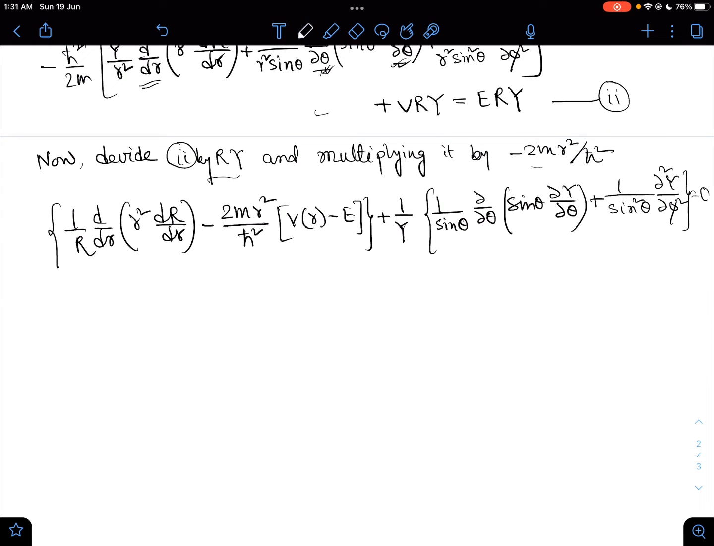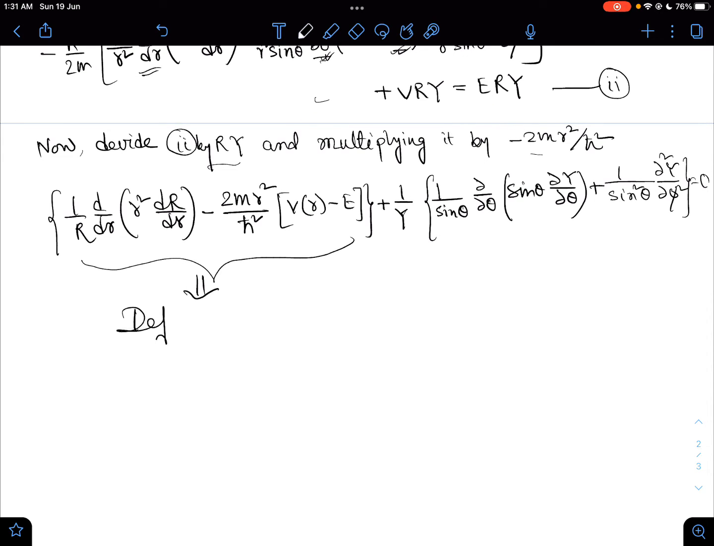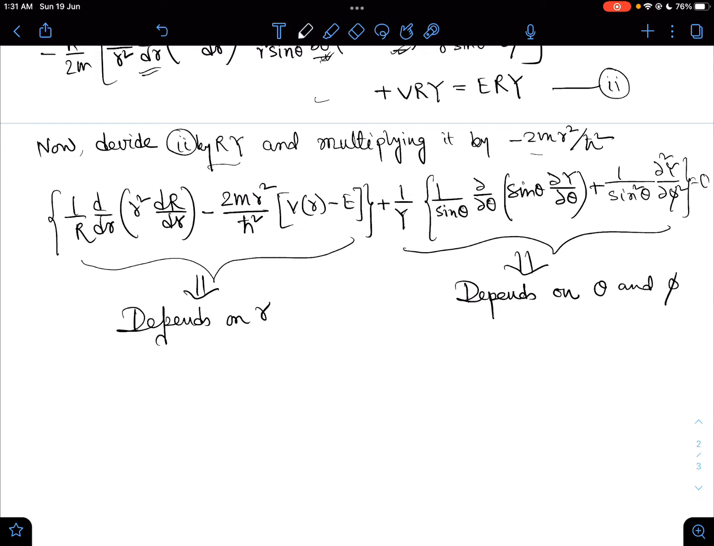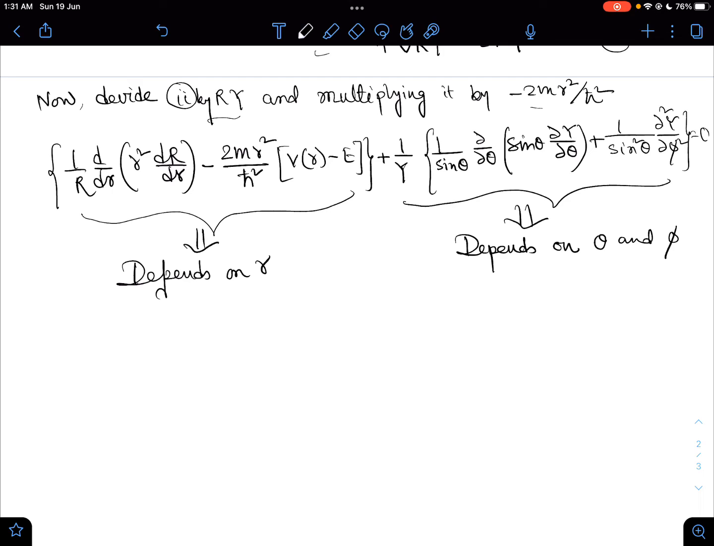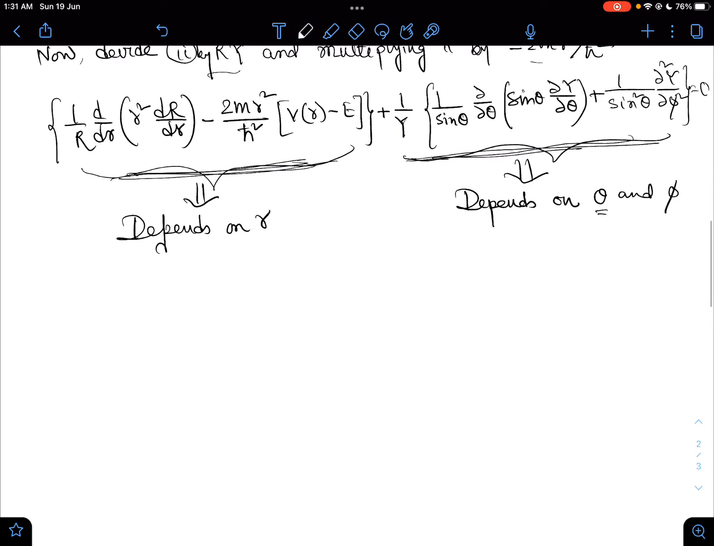Now if we notice carefully, this term only depends on r, and this term depends on theta and phi. Suppose our theta is changing, then this term will change, but this term is equal to the negative of this term, so that is not possible. That is why both of the terms must be equal to a constant. So let us now choose this constant. These are called separation constants.